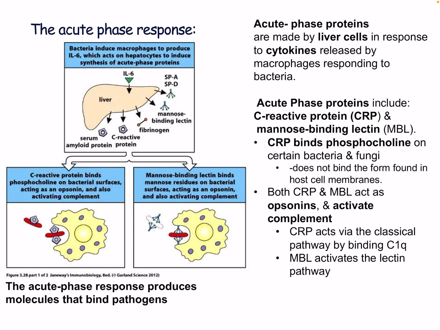The acute phase proteins, as we said, are made in the liver by the hepatocytes, the liver cells, in response to cytokines released by macrophages responding to bacteria. The acute phase proteins include CRP, or C-reactive protein, and mannose-binding lectin. CRP binds to the phosphocholine on certain bacteria and fungi, but it does not bind to the form found in host cell membranes. So again, it doesn't bind to our own tissues. Both CRP and MBL act as opsonins and activate complement.